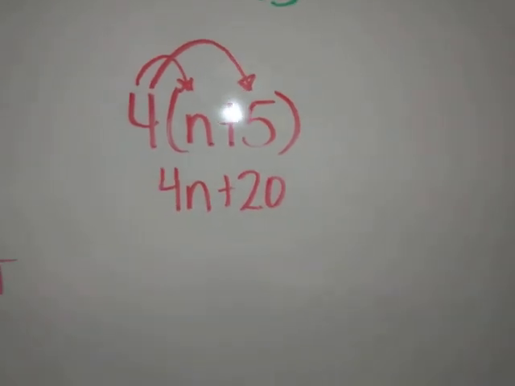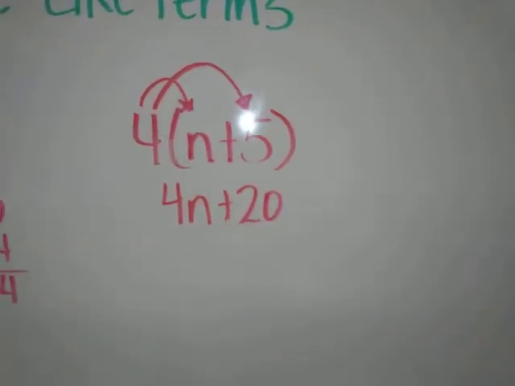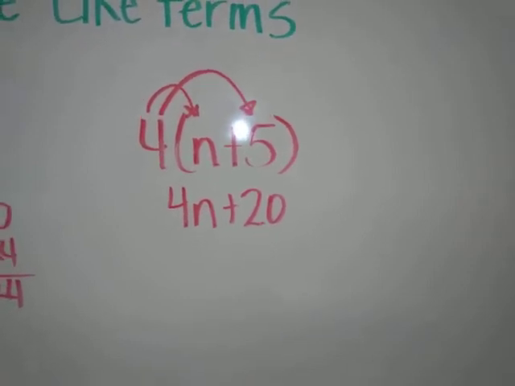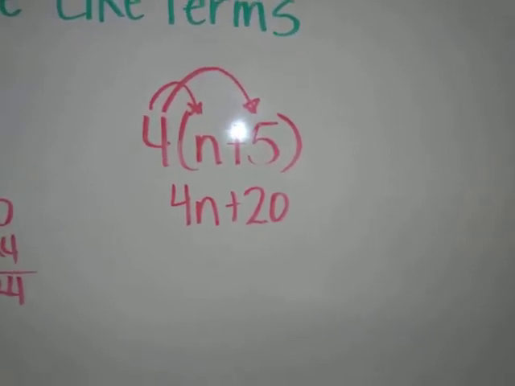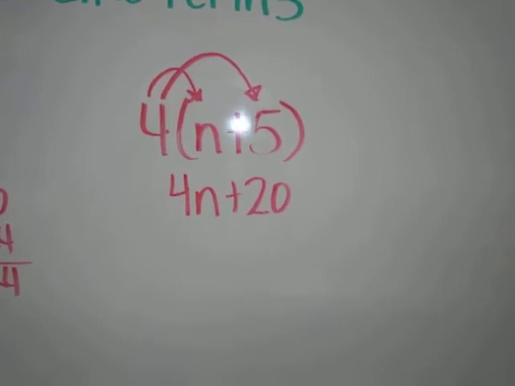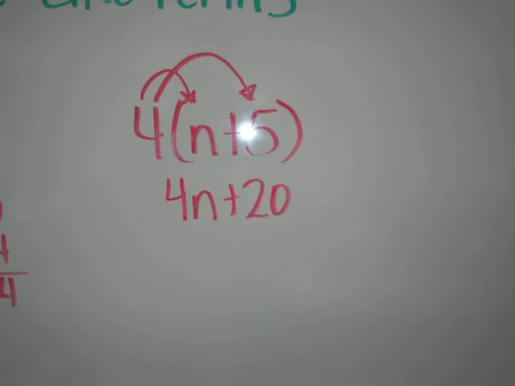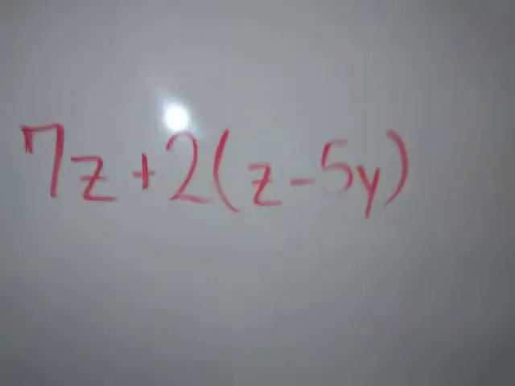This is in simplest form because we don't know the value of n. And 4n and 20 do not share any like terms. So you cannot combine 20 and 4 to get 24n. If 20 had an n, then you could combine them. However, it does not. All right, last problem we have.